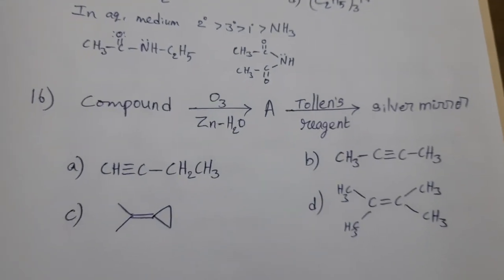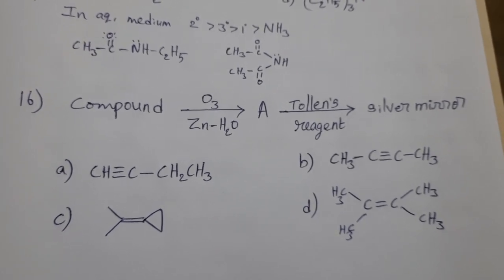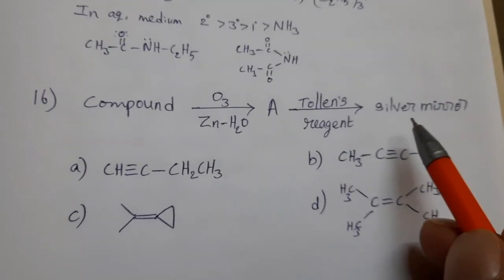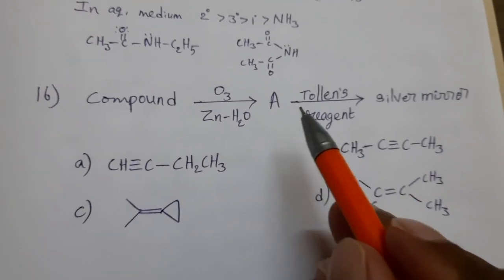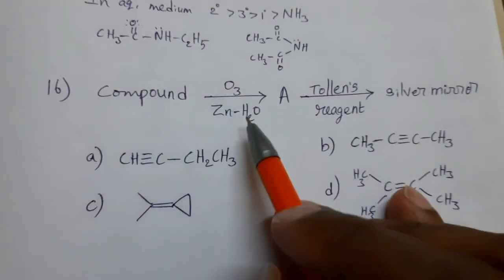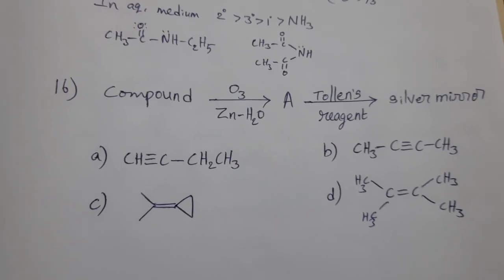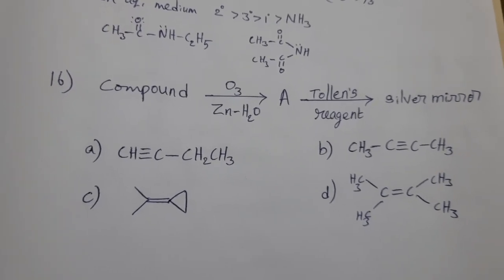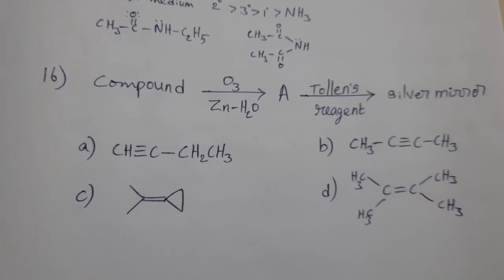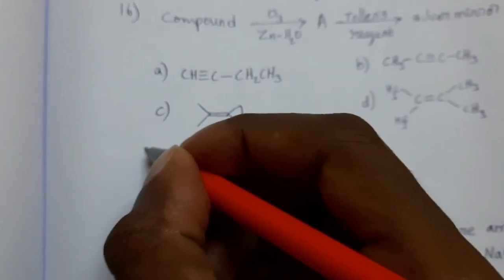Next, a compound is treated with ozone gives A. That is treated with the Tollens reagent, and we can get a silver mirror. So from this we can confirm A is an aldehyde. An aldehyde is obtained from a particular compound on ozonolysis, meaning it should be an alkyne. Moreover, there are two types: terminal alkyne and non-terminal alkyne. In that, terminal alkyne gives aldehydes. Remember this point.